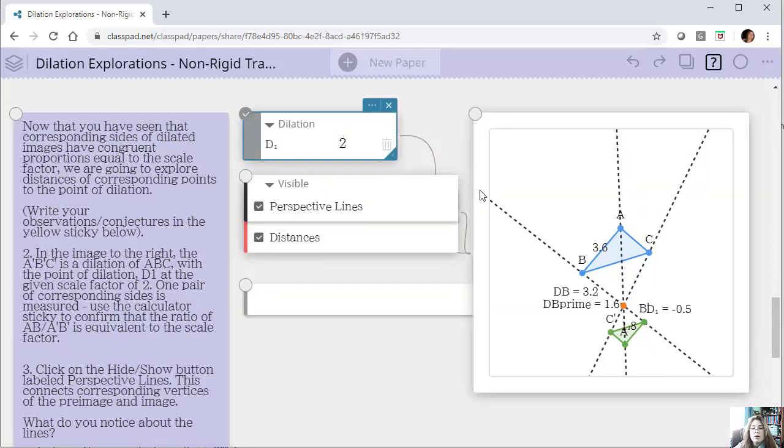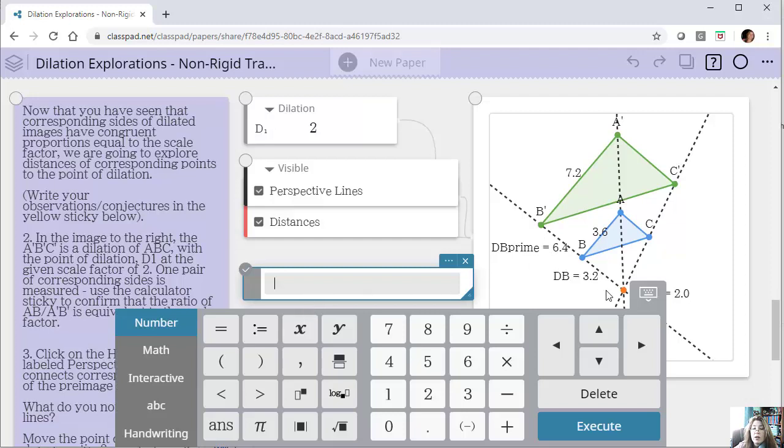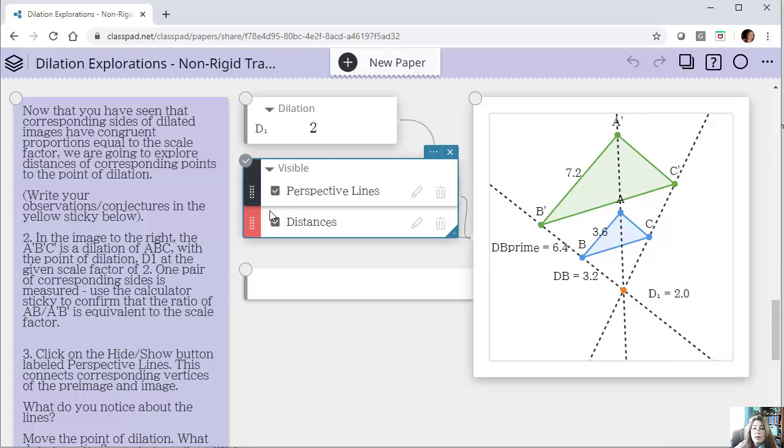So now if you notice, we've measured the distance from the point of dilation to each of the corresponding vertices, right? So the distance here, dB, I've measured is 3.2, and then the distance all the way to the dilated image of B, so B prime, is this. And then they're going to, again, use their calculator to compare, is there a relationship here? And they're going to find out, again, that this is connected to the ratio.